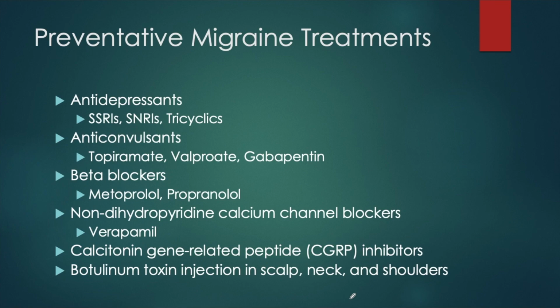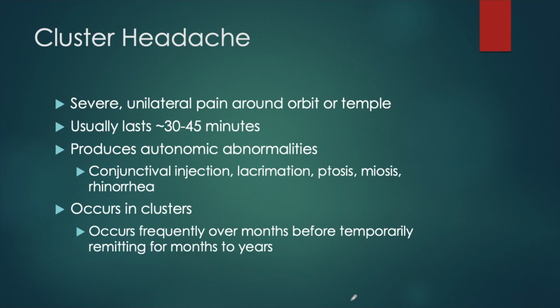Lastly, Botox injection in the scalp, neck, and shoulders can be used for preventing migraines that occur more than 15 days per month, possibly through modifying the release of substance P. Cluster headaches are a rare type of primary headache. Cluster headaches are very intense, severe attacks of unilateral pain around the orbit or temple.